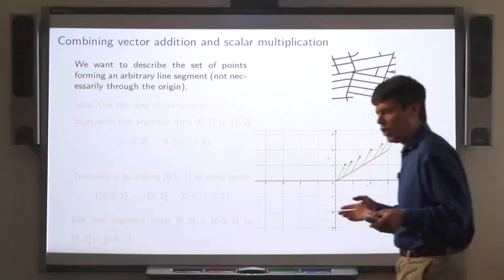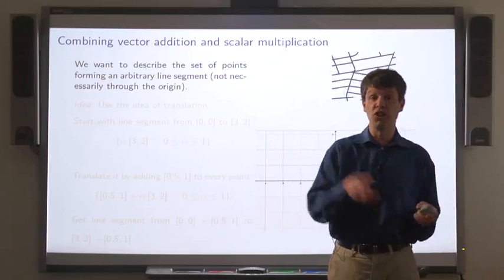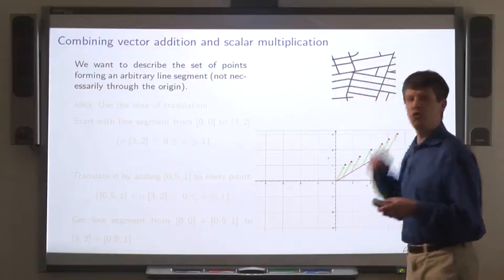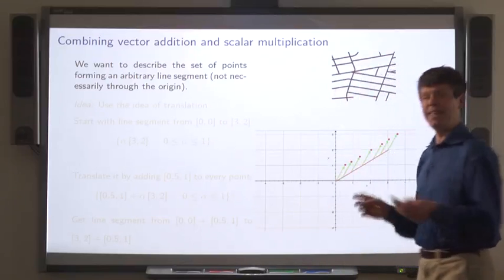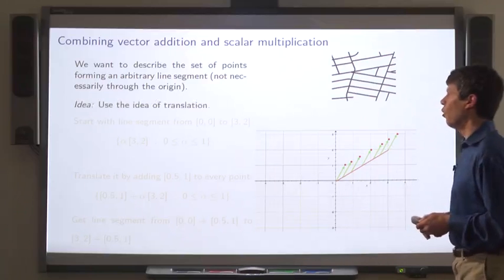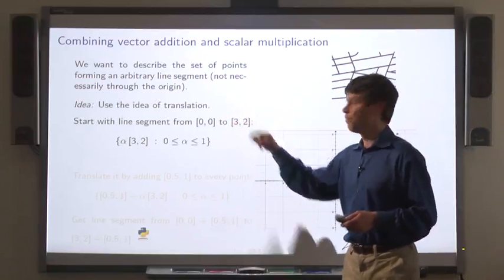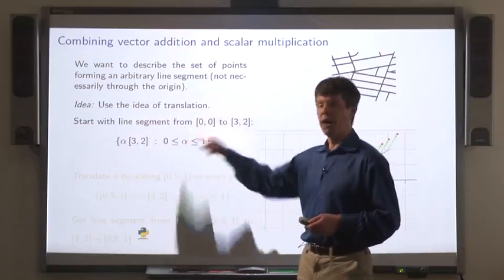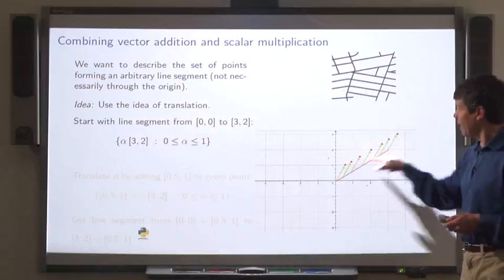Now, so far we know how to represent lines and line segments that go through the origin and a given vector v. But for purposes of, say, drawing maps, we want to be able to draw line segments that don't necessarily go through the origin. Let's see how we can derive that. We're going to use the idea of translation. So we know how to draw a line segment from 0 to [3, 2]. That's just the set of multiples alpha times [3, 2], where alpha ranges between 0 and 1. So here's that line segment.